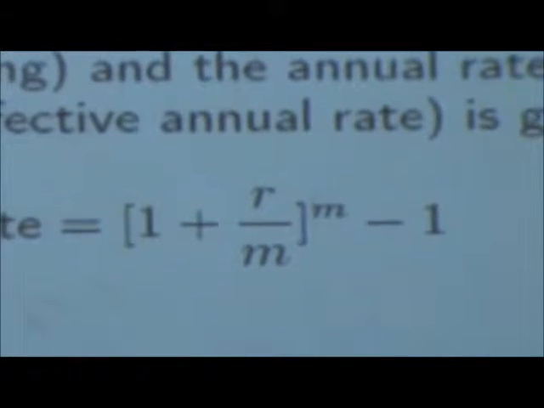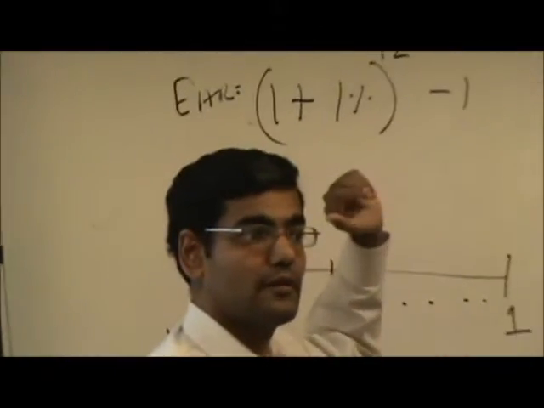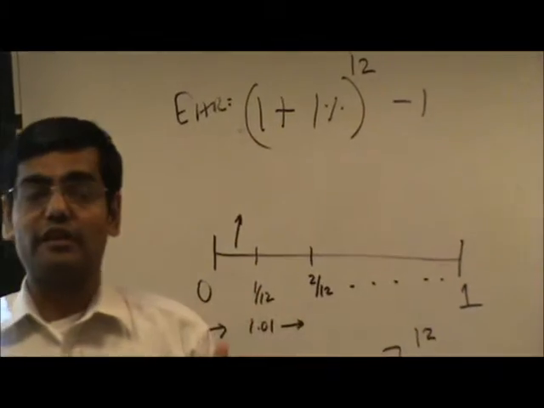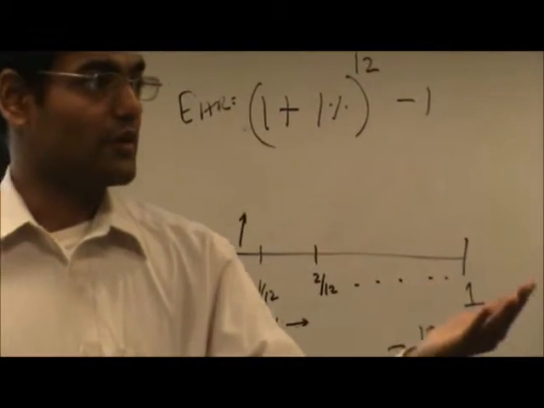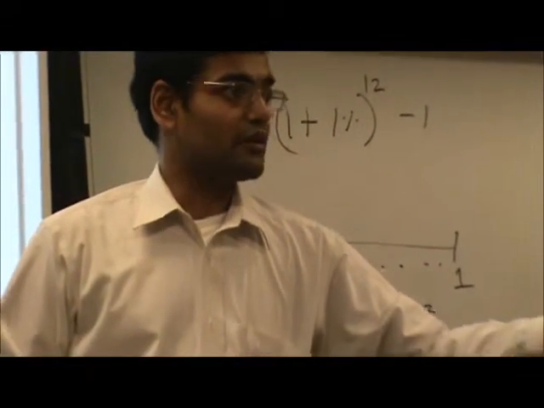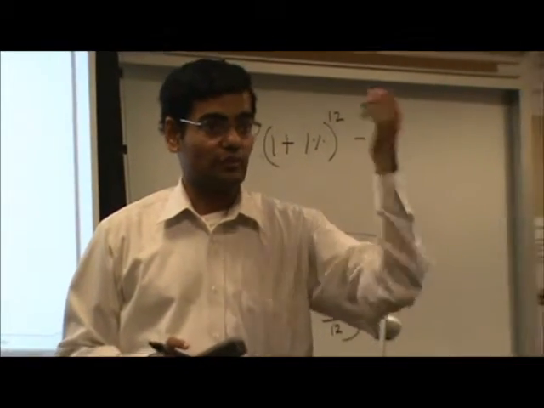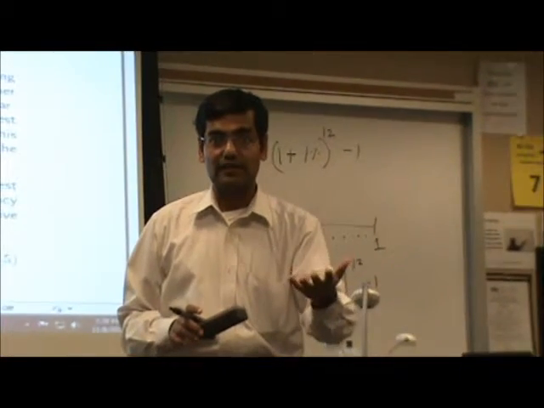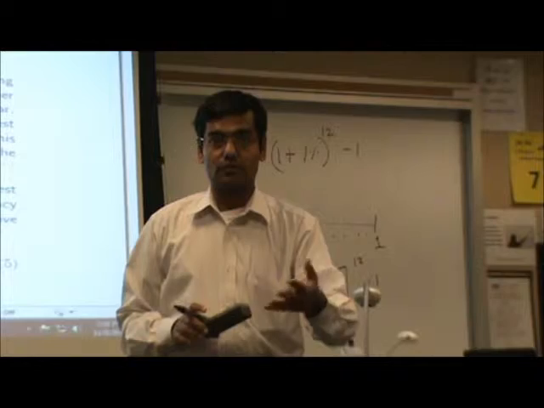Instead of saying 12 divided by 12, I might have just put 1 plus the monthly rate to the power 12. If it is 1 plus the quarterly rate, then it should be the power 4. If it is 1 plus the semi-annual rate, it should be the power 2. So you might see the formula written that way. Okay? So it's the same thing.